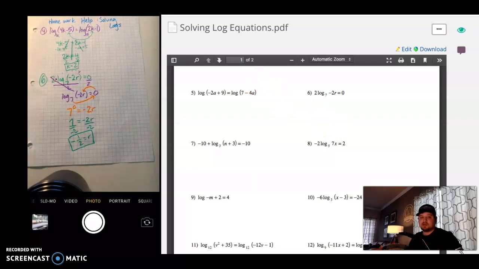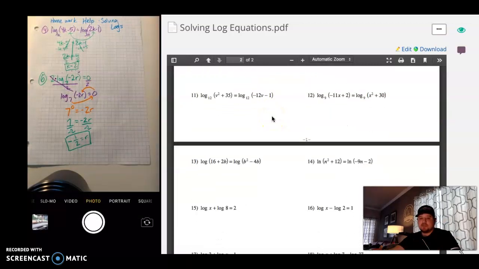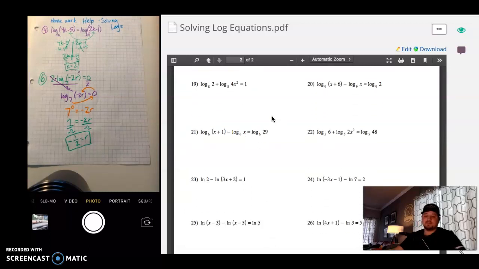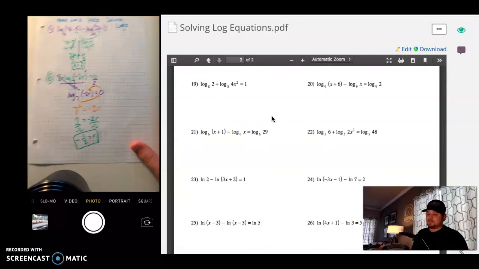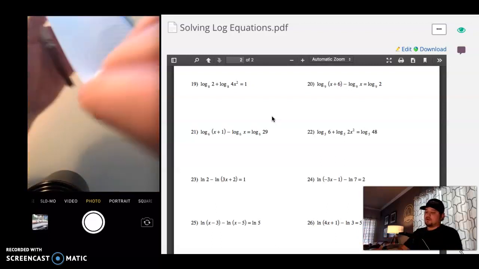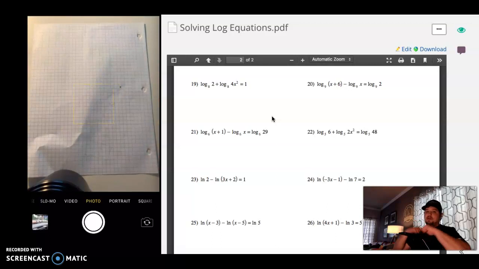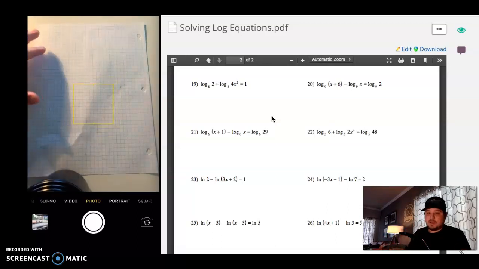Okay, so let's move on and do another one. Next I want to skip down and work on number 19. Number 19 is a good one. It's going to make us use one of our log properties. It's also going to require us to do some factoring, and we're going to end up with 2 answers because we'll have an x squared in that problem. All right, so number 19.